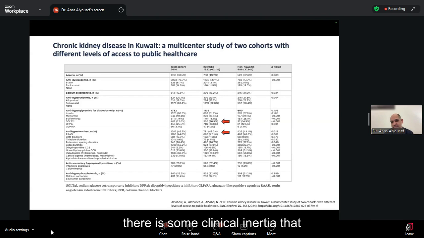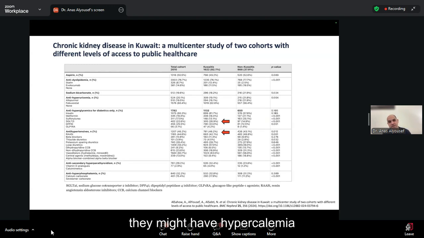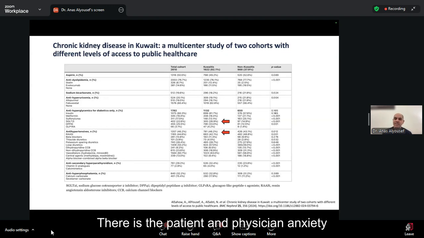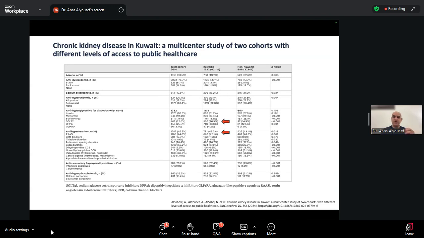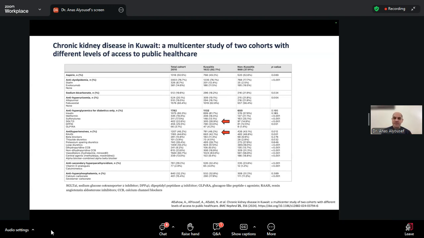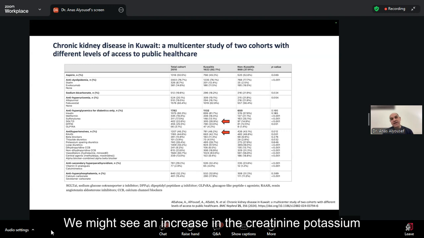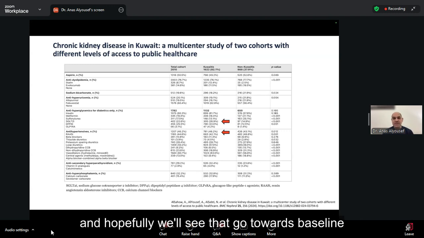And of course, there is some clinical inertia. Physicians fear that if I start a CKD stage 3 patient on a RAS inhibitor, they might have hyperkalemia, the creatinine might go up, and then there is patient and physician anxiety. But if you reassure the patient that we are going to give you this agent, the RAS inhibitor, for example, and we're going to do a creatinine and potassium after 10 to 14 days, we might see an increase in the creatinine or potassium, but this is temporary, and we're going to repeat the test after another 2 weeks, and hopefully we'll see that go towards baseline.